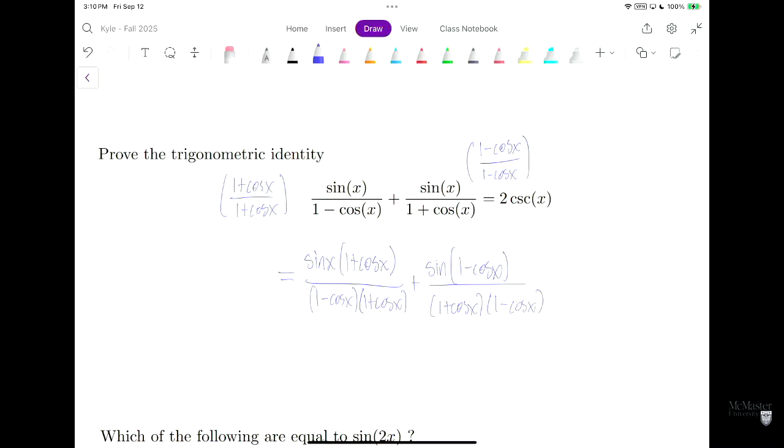How's my speed? Sorry, am I moving a little bit too quickly? Yeah? Sorry. I'm going to try and slow down a little bit.